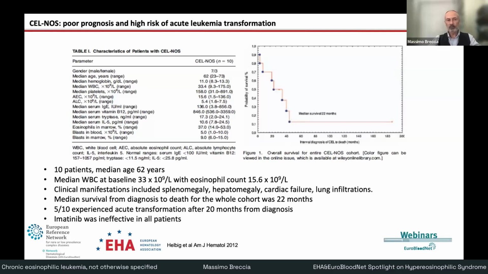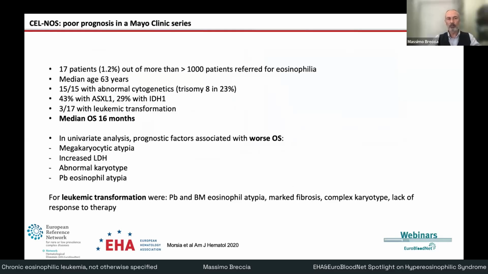Another series of 17 patients was reported by the Mayo Clinic, and the percentage in their institute is 1.2% because they found 17 patients out of more than 1,000 patients that were referred for eosinophilia. Again, as you see, the median age is 63 years, and 15 patients had abnormal cytogenetics, not common for this type of disease, but, as for example trisomy 8, common in other myeloid neoplasms.